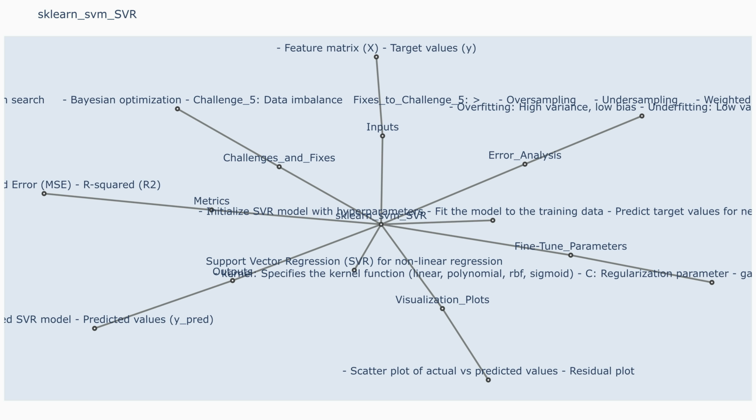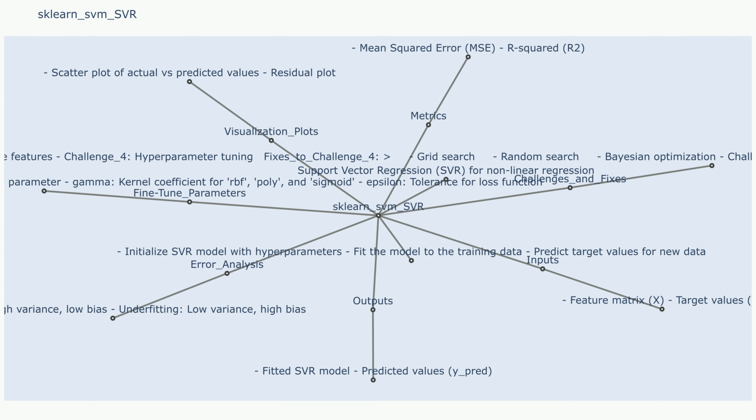sklearn.svm.SVR. Description: the Support Vector Regression (SVR) model in scikit-learn (sklearn) is a powerful technique for regression tasks, aiming to find the best fit line or hyperplane that minimizes the errors between predicted and actual values while considering a margin of tolerance, epsilon. It utilizes the concept of support vectors, which are the data points closest to the decision boundary, to define the model.